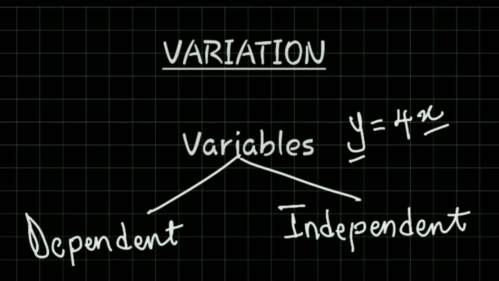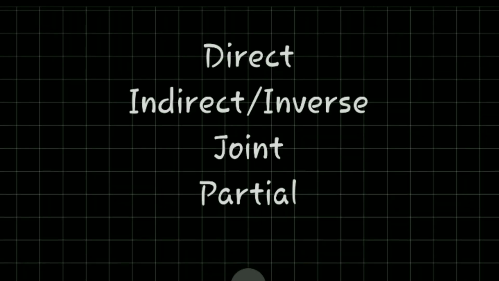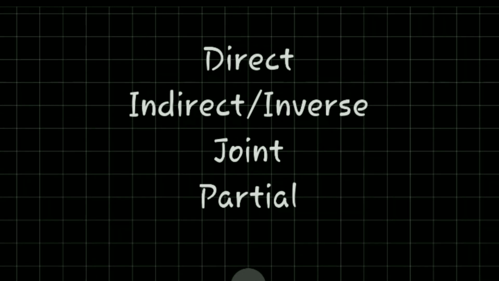There are basically four types of variation we are going to be talking about. The first is the direct variation, the indirect variation, which is also the inverse variation, joint variation, and partial variation. But we will talk about the direct variation in this class. The direct variation is about the relationship that exists between two or more variables in a particular proportion.